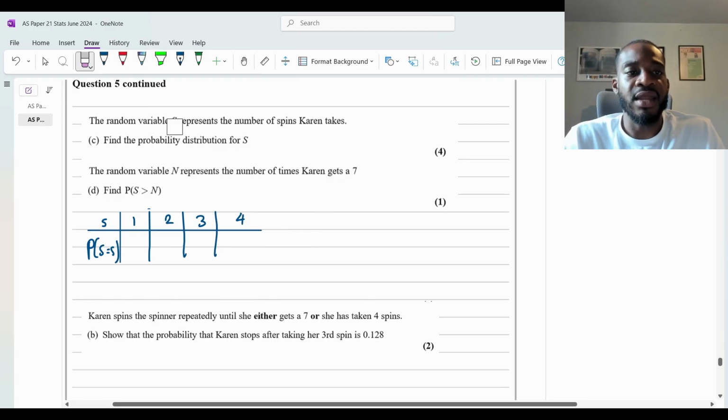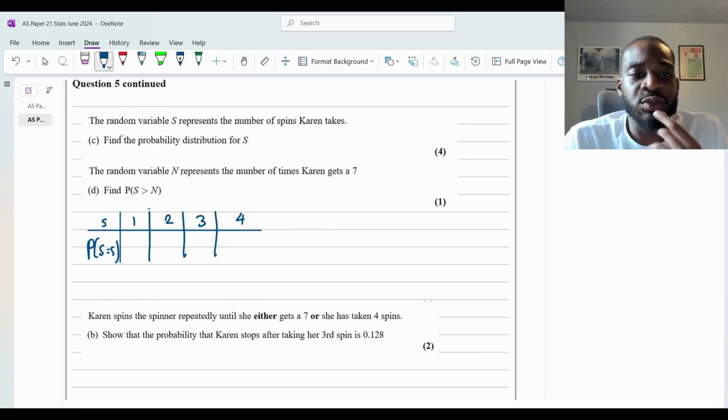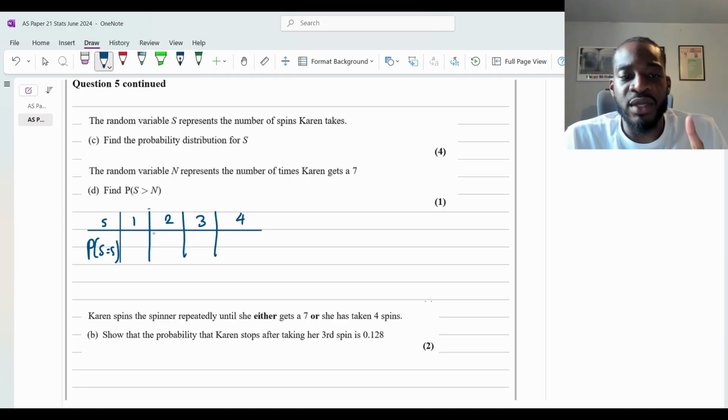Okay. Now, how do we calculate these probabilities? Remember what we did in part B. Karen spins the spinner until she either gets a 7 or she has taken 4 spins. Show that the probability that Karen stops after taking her third spin is 0.128. So we can put that there, isn't it? Because she stops after the third spin if S equals 3. So we've done that. Now, how did we calculate this again? Remember, the probability of S equaling 3, right?